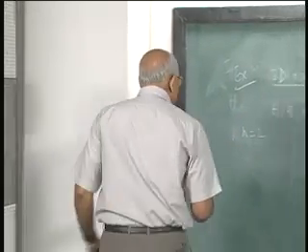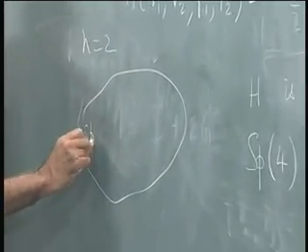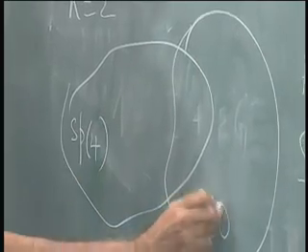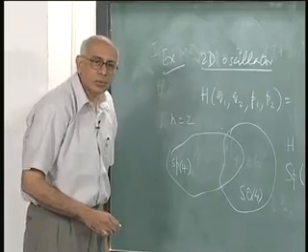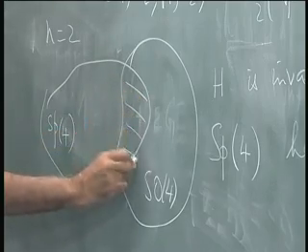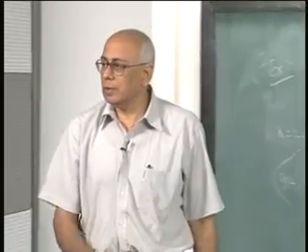So it is like this. Symbolically this is sp4 and this is SO4. So what should I choose to be the symmetric group? The intersection of these groups, and that is guaranteed to be a subgroup of the symplectic group.